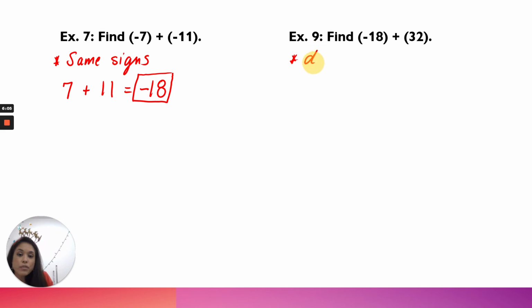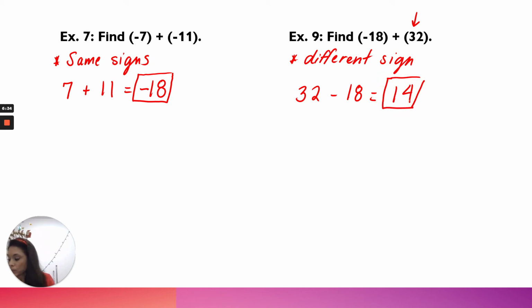Example 9 says, find -18 plus 32. We have different signs for this example. So we need to see which one is the larger, which is 32. So we are going to subtract the smaller number to get 14, and then we keep the sign of the larger number. So my answer is 14.